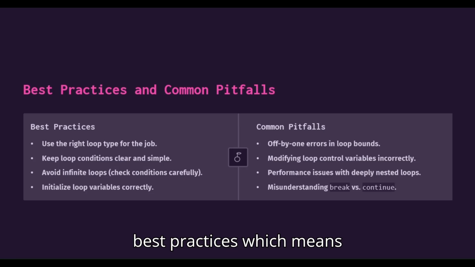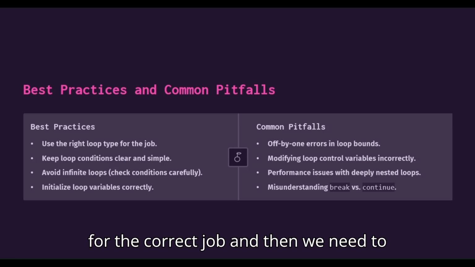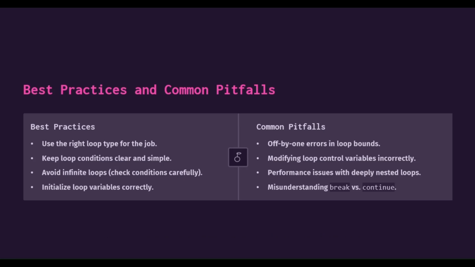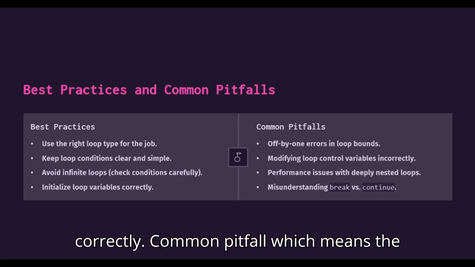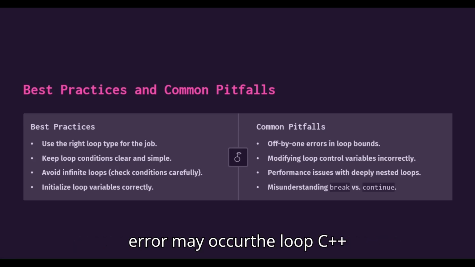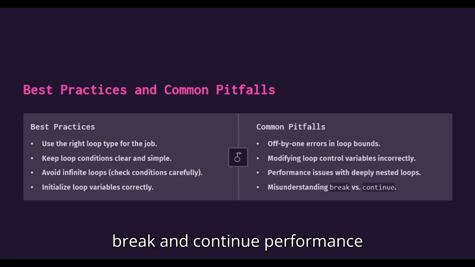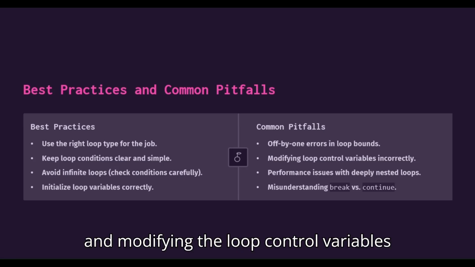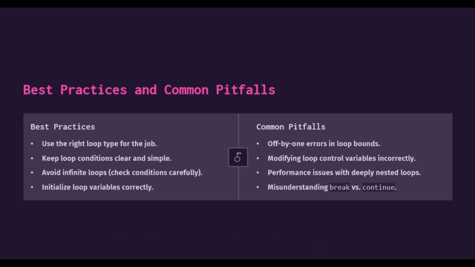Next, best practices, which means we need to use the correct loop for the correct job, keep loop conditions clear and simple, and initialize the loop variables correctly. Common pitfalls, which are errors that may occur in C++ loops: misunderstanding the concept of break and continue, performance issues with deeply nested loops, and modifying the loop control variables incorrectly, which may lead to errors in C++ loops.